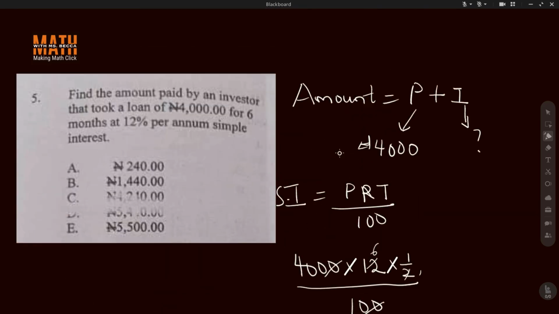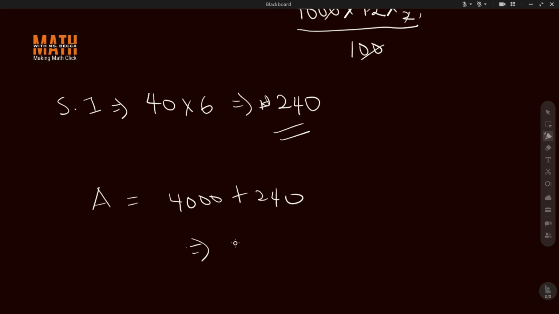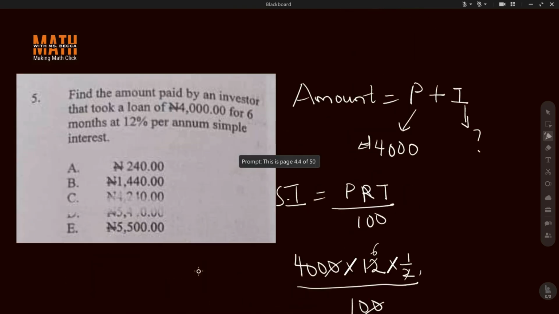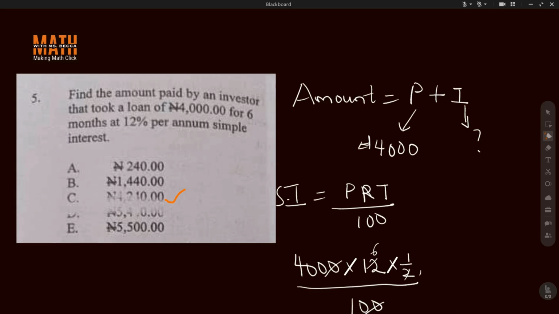So amount is principal plus interest. So that means the amount will be the principal, which is 4,000, plus the interest, 240. So that will give 4,240 naira. That is the amount, and the option will be option C, 4,240 naira.